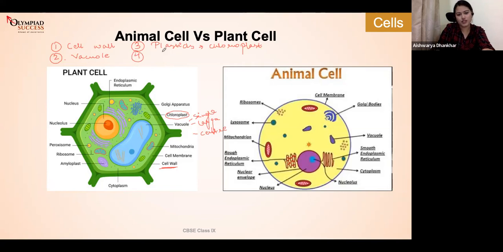Yes, nucleus position. Since the plant cell has a large central vacuole, the nucleus is usually pushed towards the periphery, right? And in animals, the nucleus position is usually in the center, and the vacuoles and other organelles usually surround this nucleus. Okay, anything else? Anyone? Anything else?